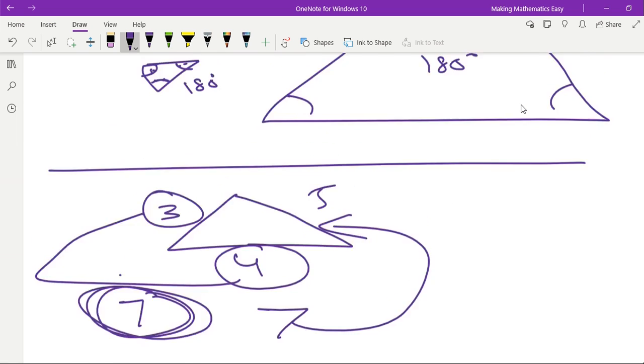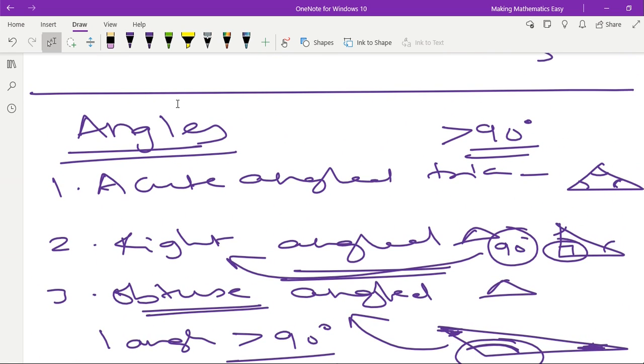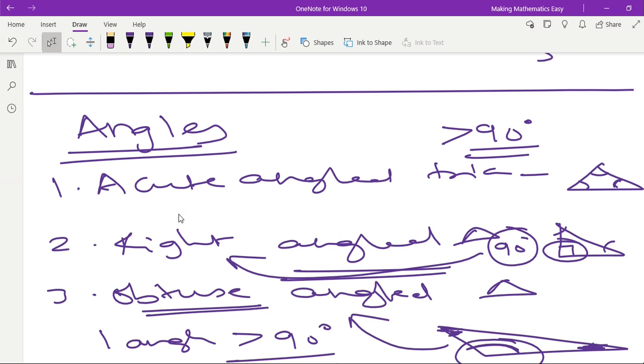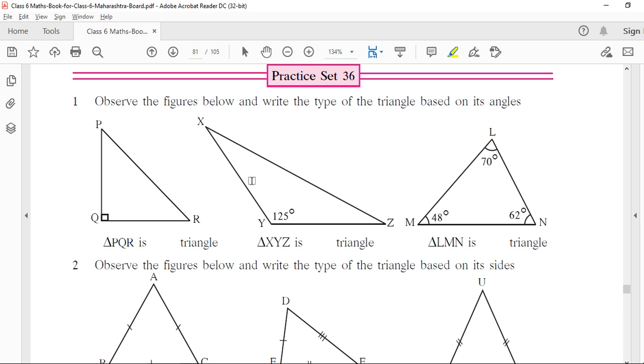Based on angles, there are three types: acute angled triangle, right angled triangle, and obtuse angled triangle, right? So first, in this triangle you see this is the mark of 90 degrees. Even if 90 degrees is not written, if you see this mark you should be able to tell that this is a 90-degree measurement. So one angle is 90 degrees, so this is a right angled triangle. That's it. No need to look at the second and third angles, which are P and R. So this is a right angled triangle.